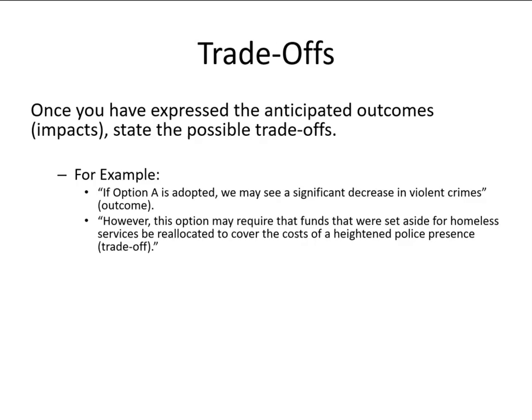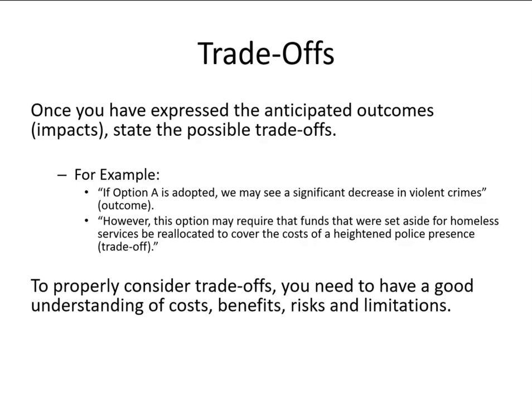So notice the similarity between trade-offs and moral hazard. If you can identify moral hazard and really work that through in a thorough way, then your trade-offs start to show up in that discussion, right? So if you chart your outcomes matrix properly and you thoroughly think about moral hazard, then the trade-offs will become very clear to you as you write this report. To properly consider the trade-offs, you need to have a good understanding of costs, benefits, risk, and limitations.